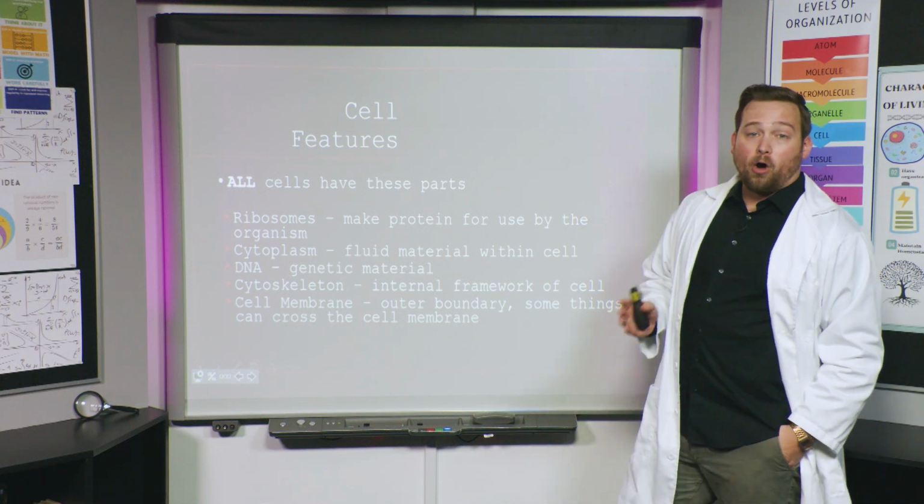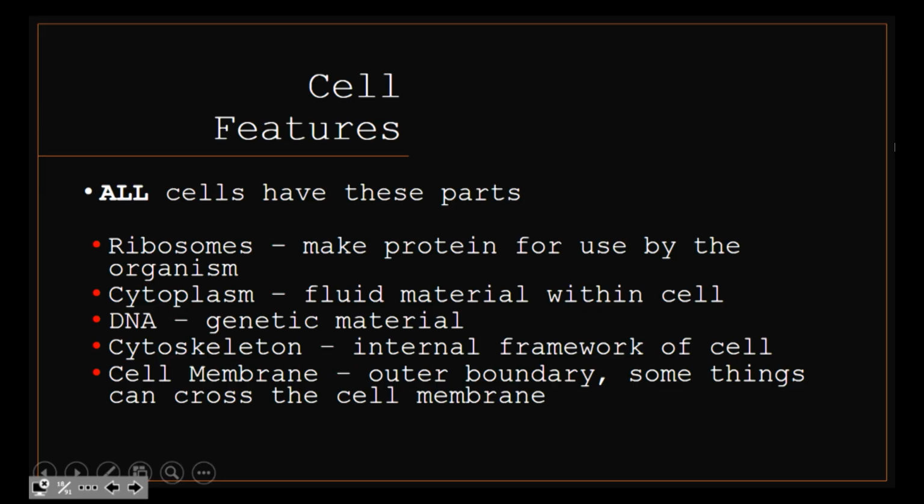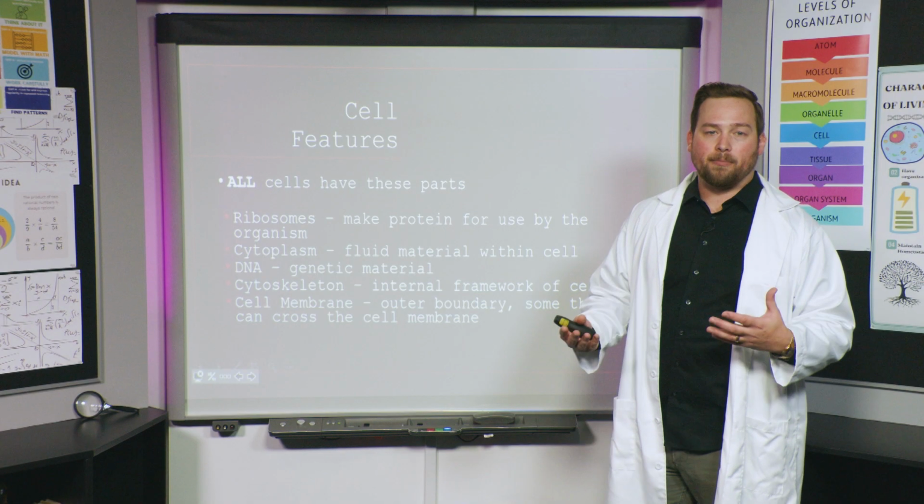The first thing that all cells have are these little organelles called ribosomes. What are ribosomes? Well, they make proteins. Proteins are very, very important. The majority of your body is made out of protein, and ribosomes are the organelles that make proteins for the cell. All cells have ribosomes.